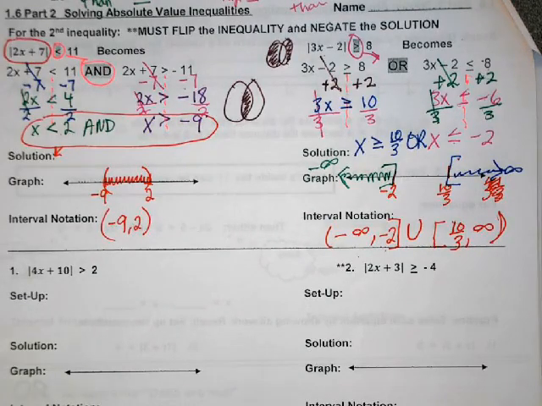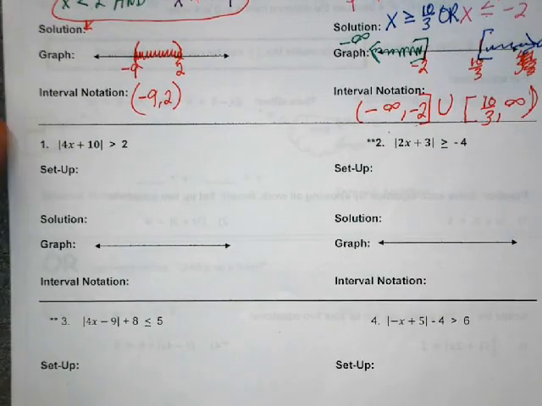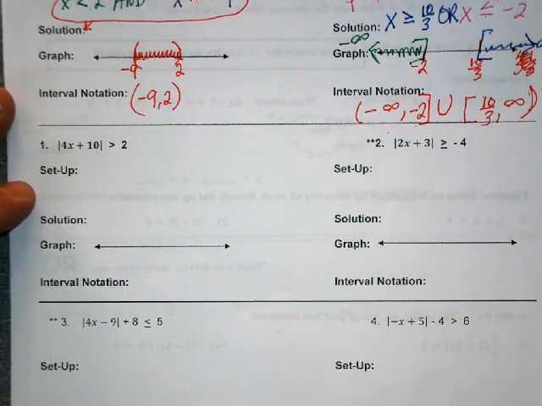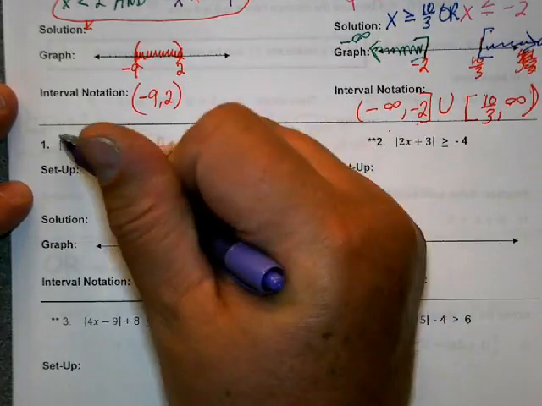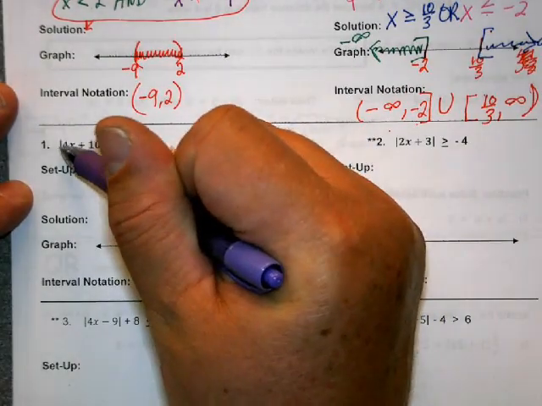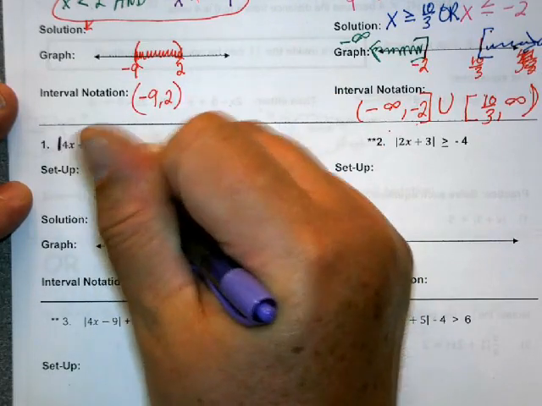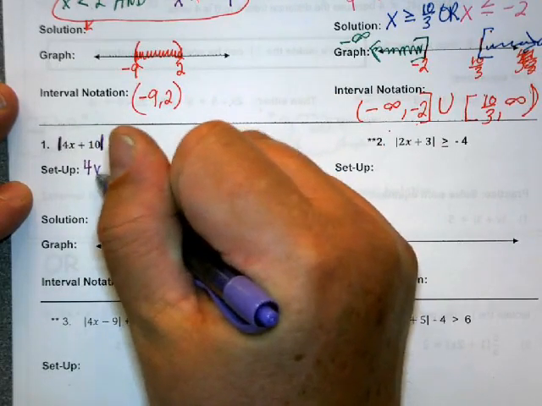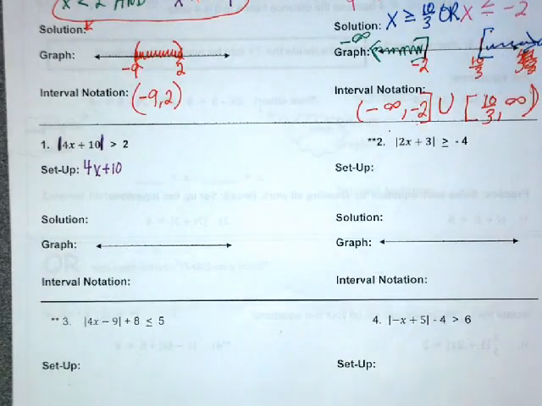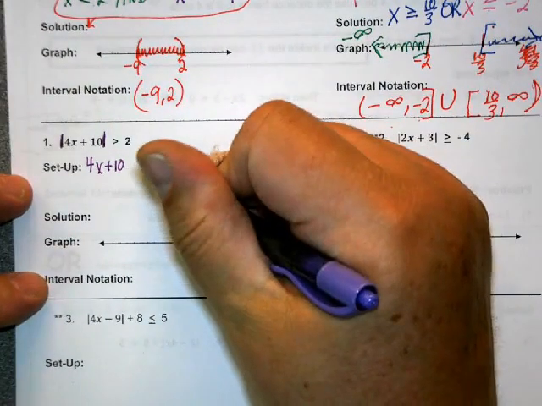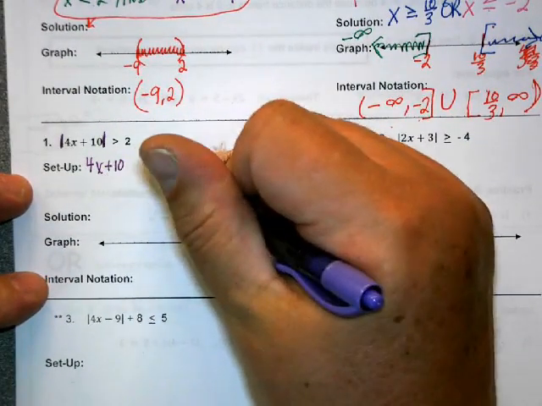Okay, let's do number 1. The absolute value bars are isolated. So I'm going to take 4x plus 10. I like to do my negatives first, get them out of the way. So I make that +2 a -2. I'm multiplying it by -1, which means flip the sign.